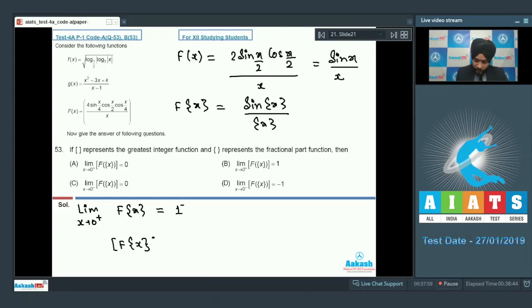So if I am going to take the greatest integer of this value, this will be 0. So the RHL of the greatest integer of f of fractional x is 0. That means A is correct, B is wrong.